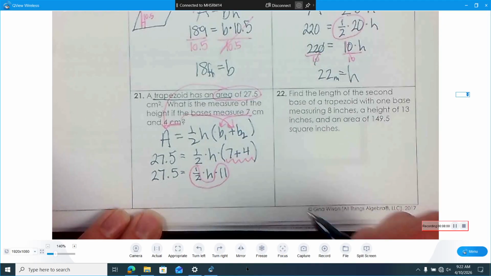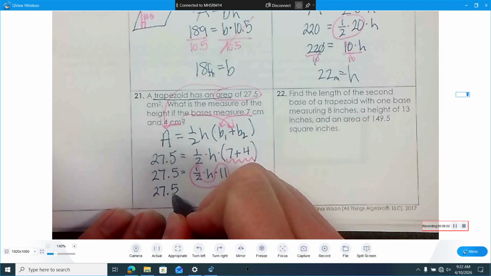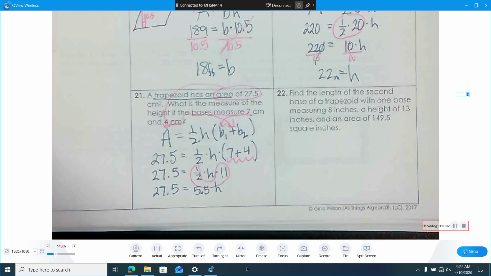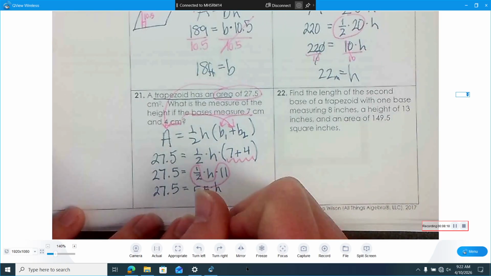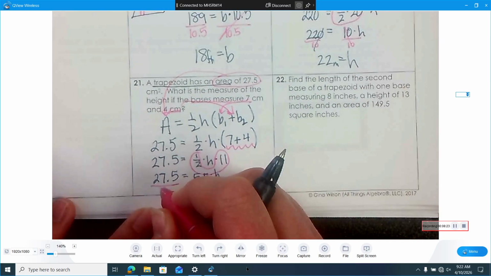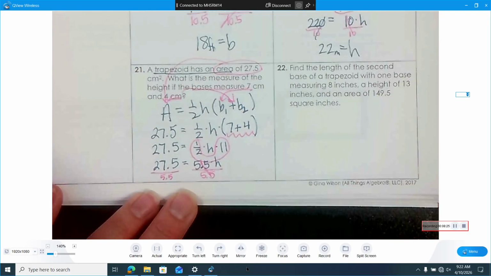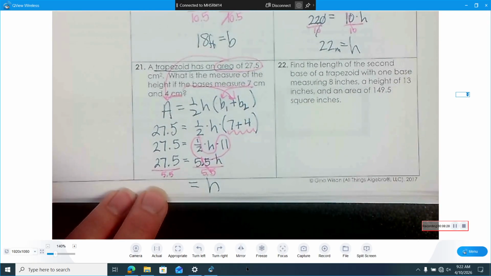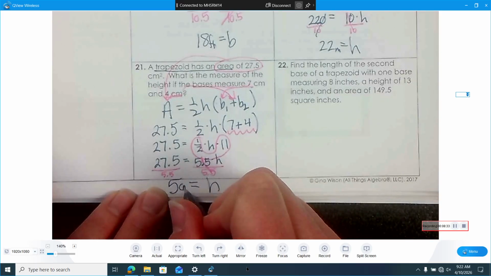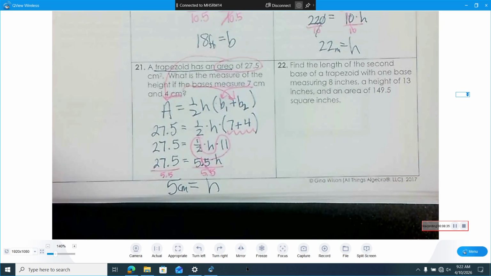Almost. 5.5, yep. So 27.5 equals 5.5 times the height. 1/2 of 11 is like 10 divided by 2, so that's 5.5. All right, how do we get H by itself? Divide by 5.5. So the 5.5s go away, and we get H equals, I need some calculator help. Oh, just 5. Cool, and that must be centimeters. 5 centimeters.